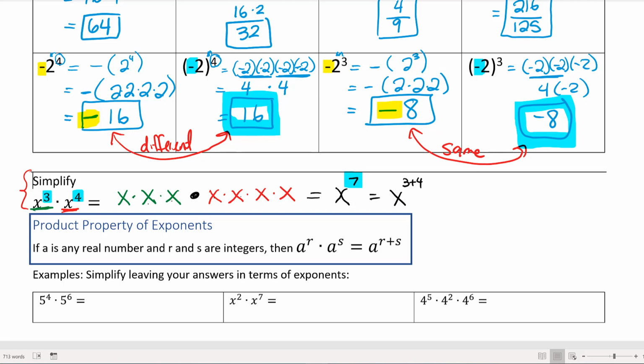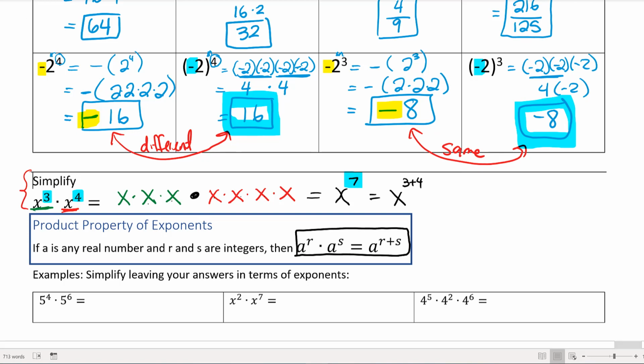Okay, so that's what this rule is saying. If a to the r times a to the s, that gives you a to the r plus s. What happens to the a? The base a stays the same. As long as it is the same, it stays the same. Just like up here. Did the x's change? No, there was x cubed times x to the fourth. The base stayed the same. What happened to the exponents? The exponents added.